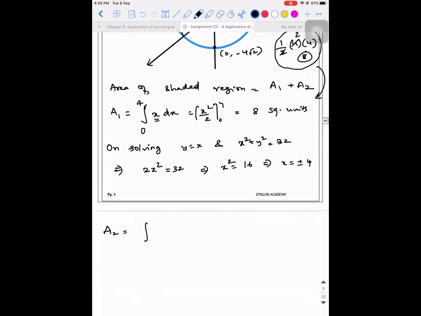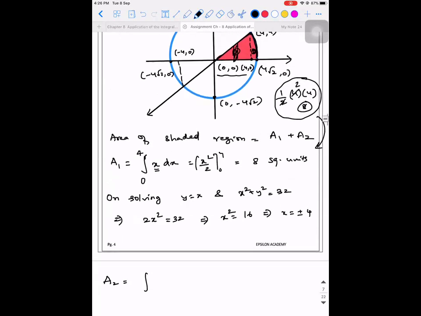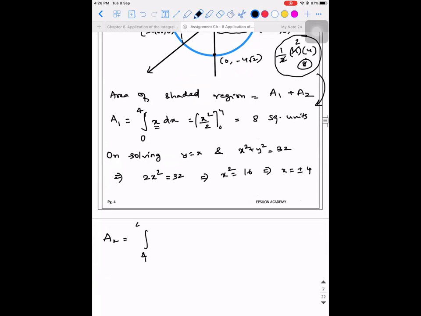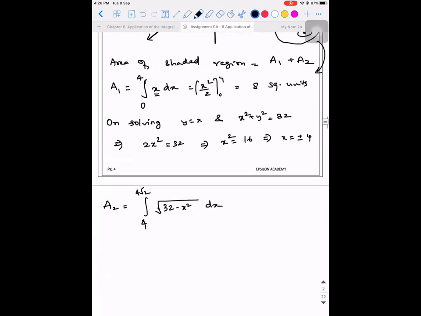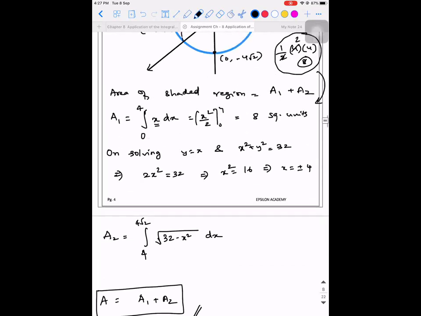What are the limits? Tell me the limits, guys. 4 to 4 root 2. That's it. If you master this, that's more than sufficient. So move 4 to 4 root 2, root of 32 minus x square dx. Now you solve this, you will get the answer. So this part I'm leaving it to you. So what will be the final area? Area will be equal to A1 plus A2. So it should be 8 plus something. Is it clear?